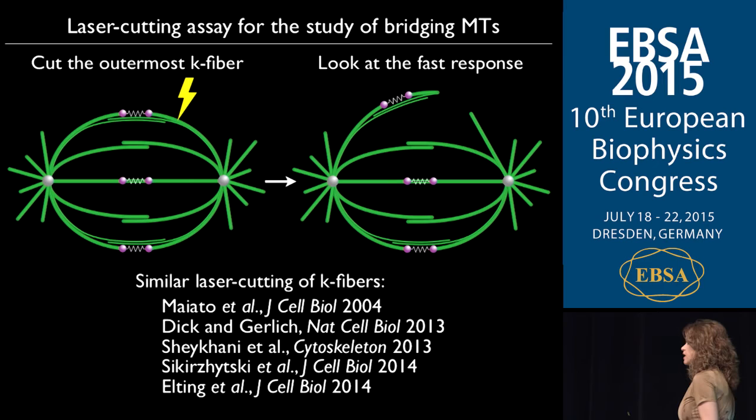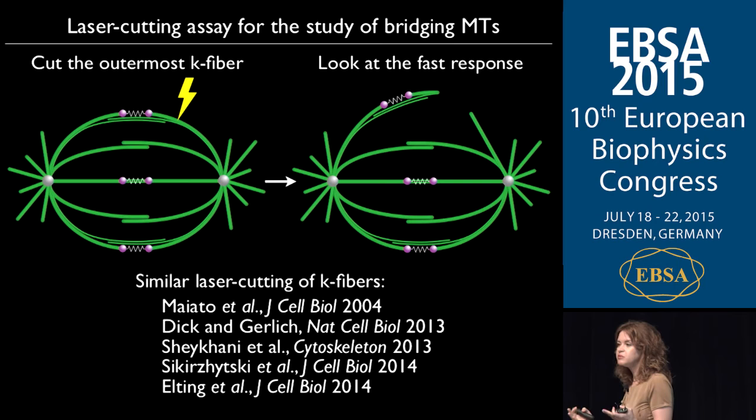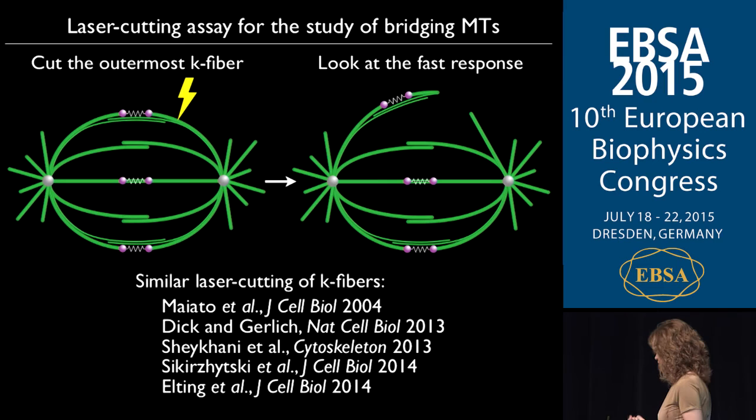There are three ways in which such an experiment is useful. First of all, if after the cutting we observe something like this, so that this part is moving away from the spindle, and if we see that the K fibers and kinetochores and our bridging microtubules all move together, then this would mean that they're physically linked. So this will first of all tell us whether they're physically linked or not.